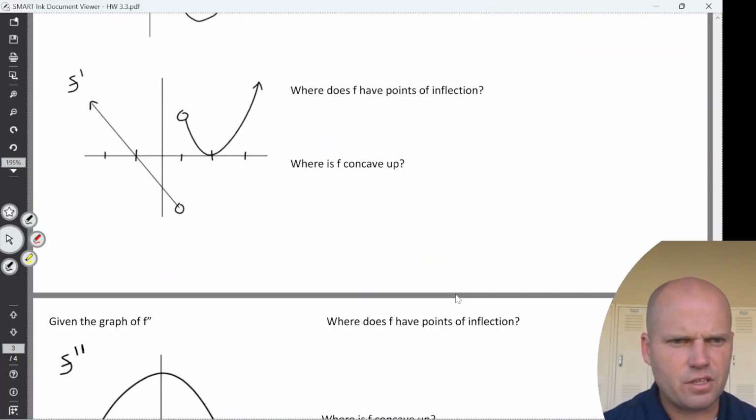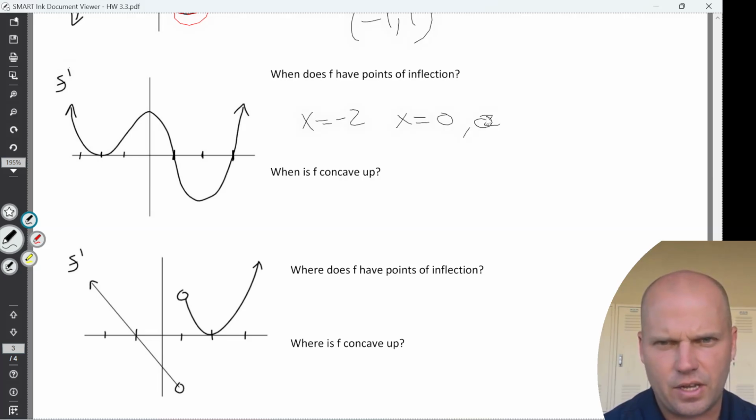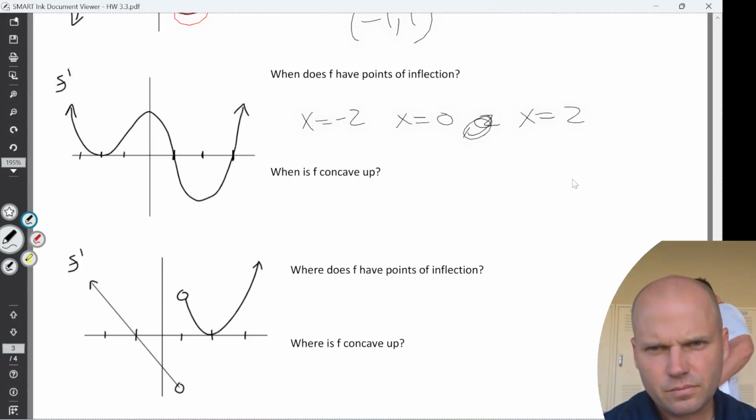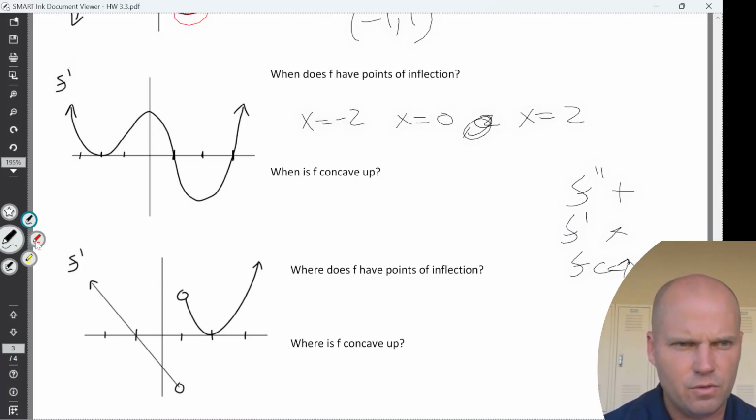Cool. So the rest of the ones are the same. I want to get to the next question. Points of inflection: -2, 0, and 2. Don't memorize this, though, guys. Instead, keep to the chart. The chart is the key. The chart is memorized, and then the characteristics are found.